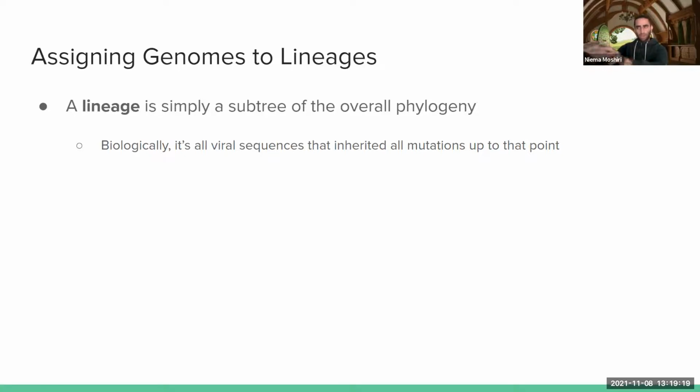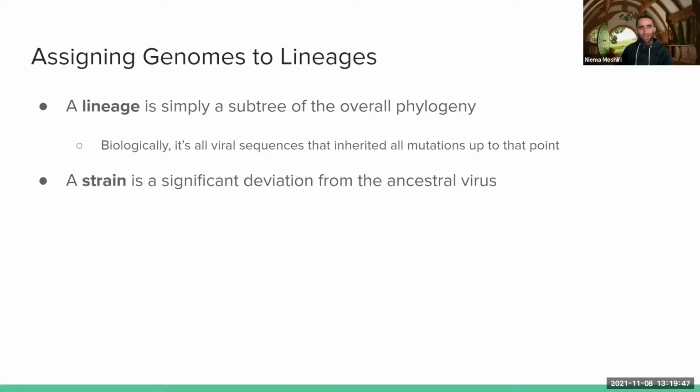Biologically, that just means every single sequence under this subtree has accumulated all the mutations that happened up to the ancestor of that subtree. So they all have a recent common ancestor, and they've all inherited all the mutations from the old ancestor all the way down to that point. So yeah, a lineage is just a subtree in the overall tree.